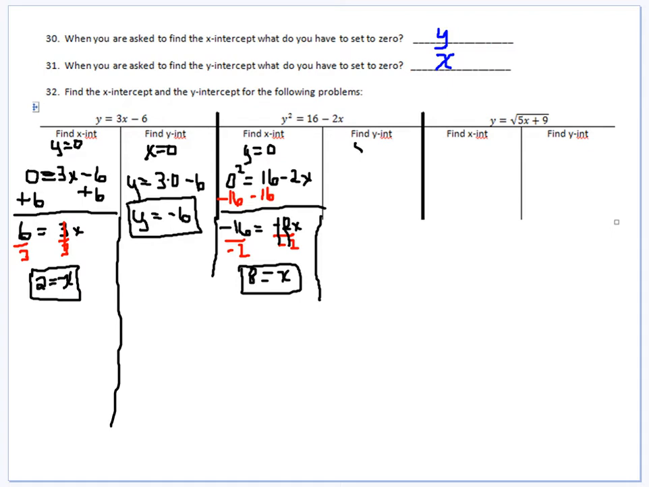Okay, the next one, y-intercept, let x equal 0. So we got y squared is equal to 16 minus 2 times 0. Well, 2 times 0 is 0, so now you've got y squared is equal to 16. And square root both sides. The way you get rid of a square is to square root both sides. So that gives us y, and the square root of 16 is plus and minus 4. It's positive and negative 4.